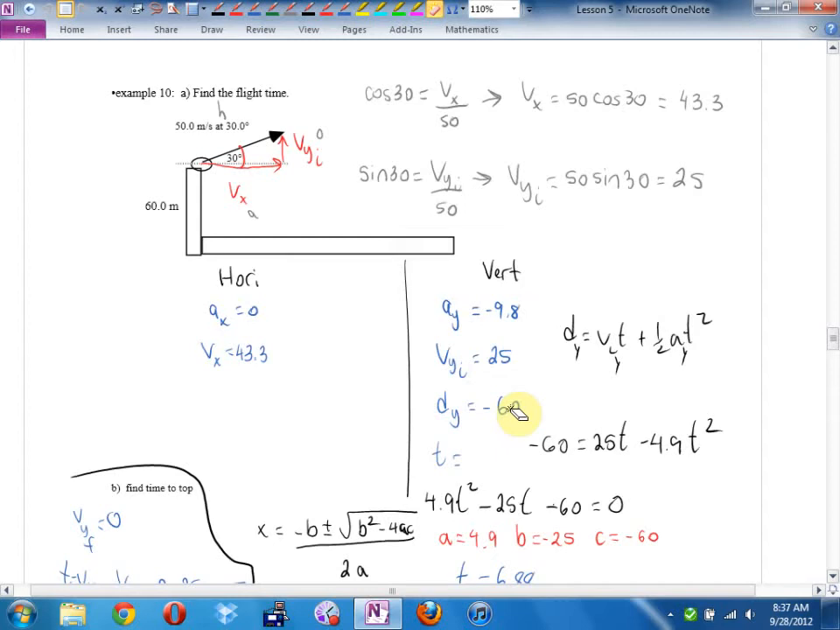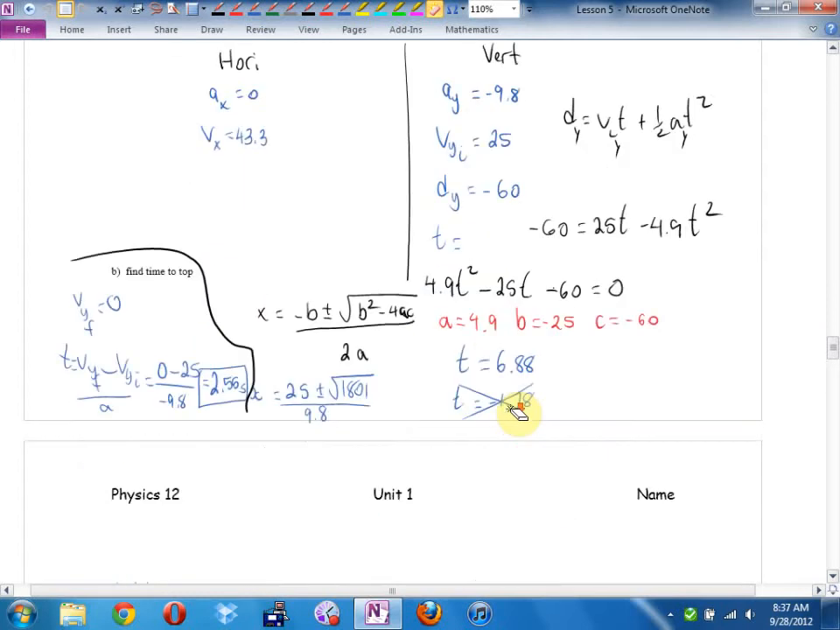Oh, and then once you have VY final, you can use t equals VF minus VI over A. So it's also possible to get there without the quadratic formula.